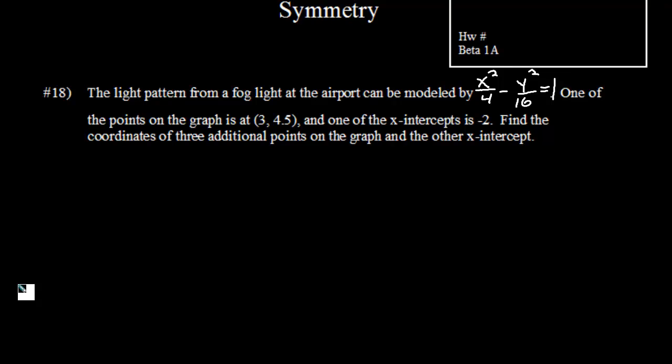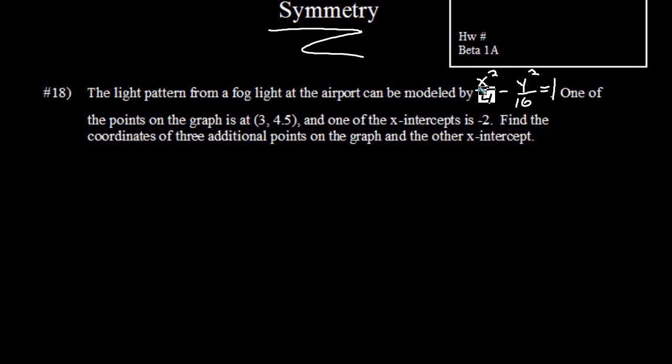Number 18, the light pattern from a fog light at the airport can be modeled by this equation. One of the coordinates of the graph is at 3, 4.5, and one of the x-intercepts is -2. Find the coordinates of 3 additional points on the graph and the other x-intercept. There's 1,001 ways to do this, but we're talking about symmetry right now. So let's use symmetry. If you look at this, each x value and each y value are squared.